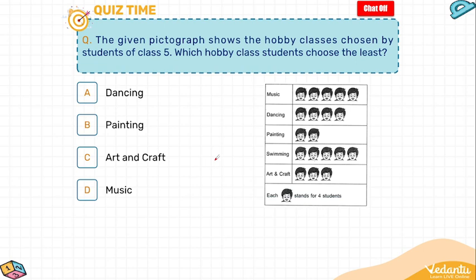Next question. The given pictograph shows the hobby classes chosen by students of class 5. Which hobby class do students choose the least? Obvious, one head is equivalent to 4. It's very clearly visible in painting, only 2 heads are there. That means 4 into 2, 8. For the others, it will be more than that. That's why we go with the category where students choose the least, that is painting. Next, move on.